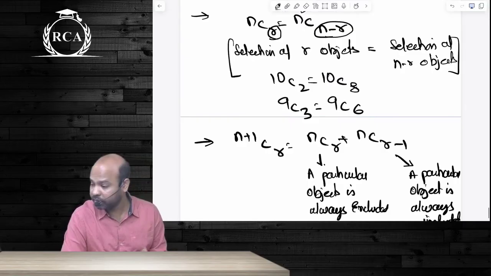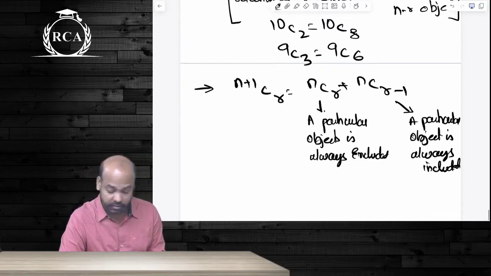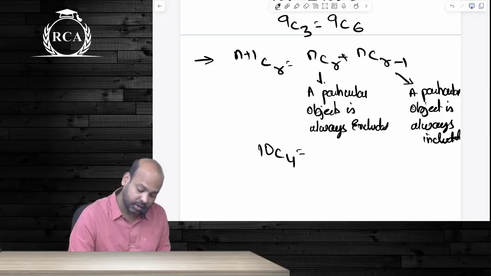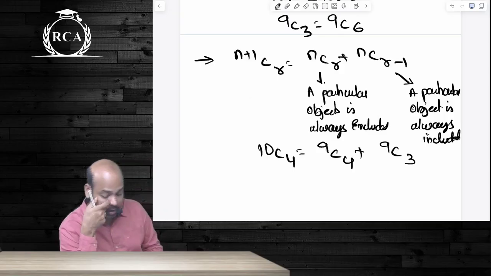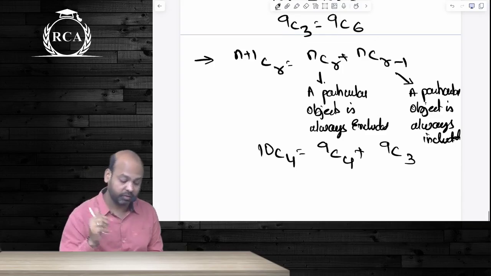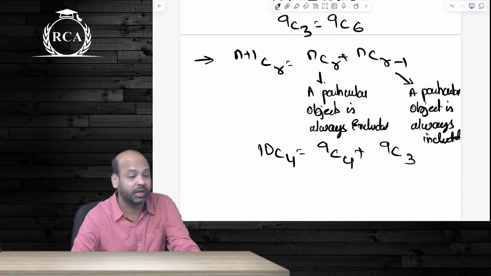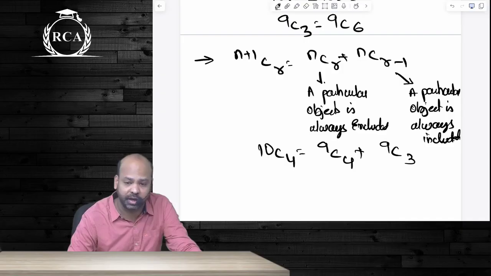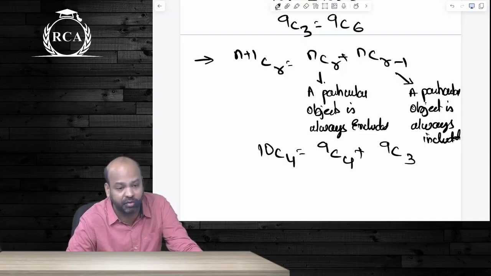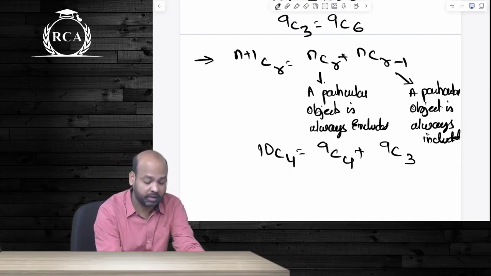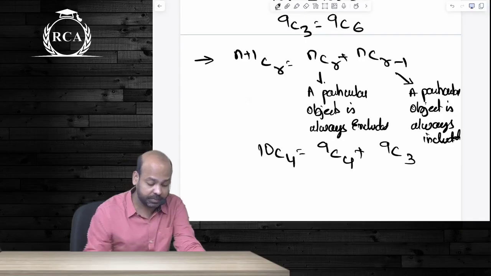Did you write the above cases? So if it is 10C4, I can write that as 9C4 plus 9C3. Out of a group of 10 objects, I have to select 4. I am dividing that into 2 cases: one where a particular object is always excluded, and one where a particular object is always included. If a particular object is always excluded, the number of combinations will be 9C4. If a particular object is always included, the number of selections will be 9C3. Is that clear, kids?